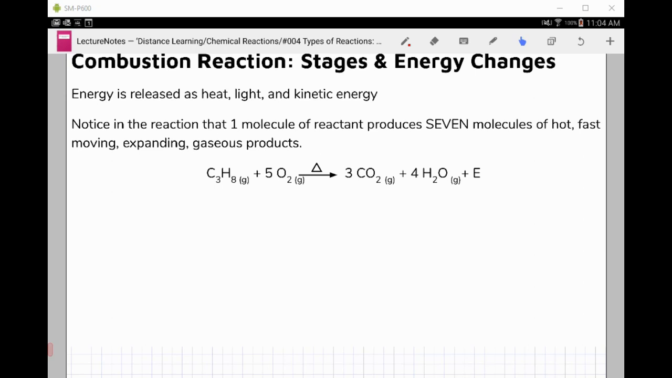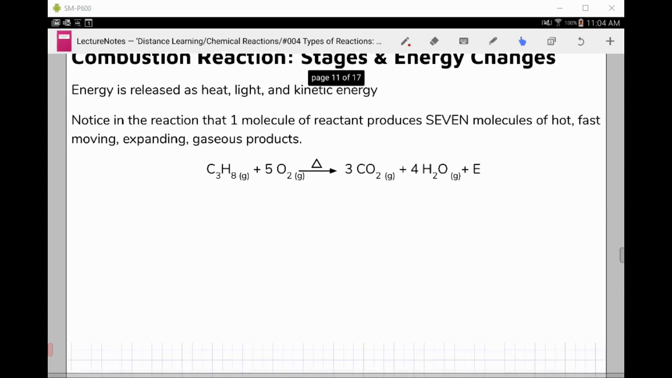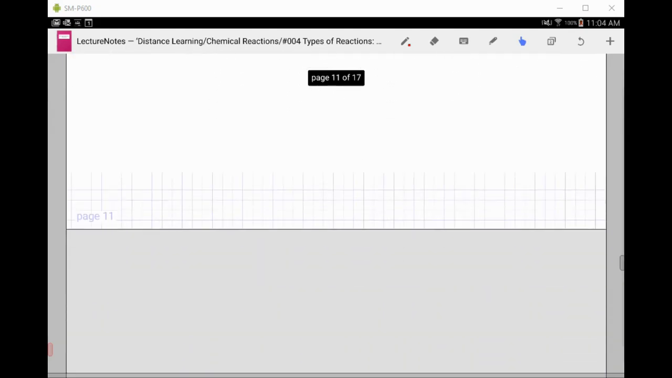Now, in this particular reaction for propane, notice that we're starting with one molecule of reactant, but we end up with 7 gas molecules at the end of the reaction. Right, so we're having a huge expansion here where we went from 1 molecule of gas to 7 molecules of gas. Now, if there's more particles of gas, that's going to take up a whole lot more space.